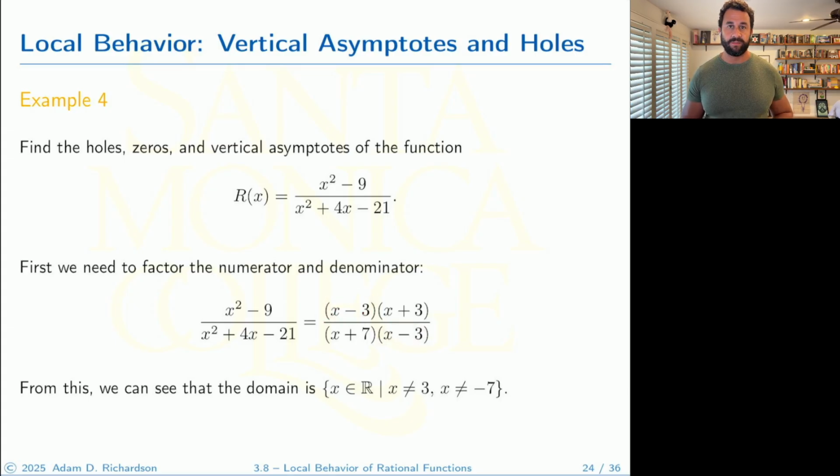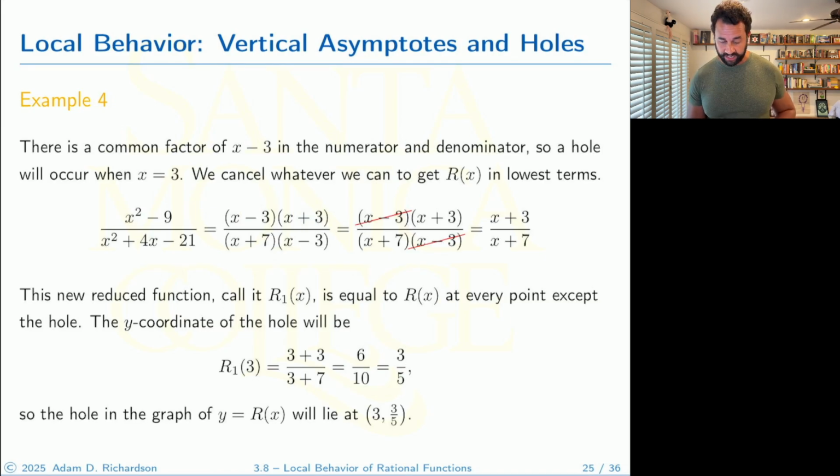Now that we have written down the domain, notice that there is a common factor in the numerator and the denominator. That's where a hole is going to occur. So we're actually going to cancel those common factors. And then here we have written the rational function in lowest terms.